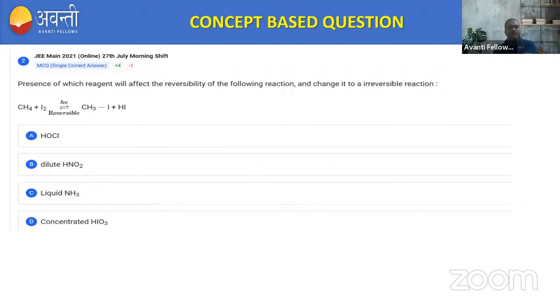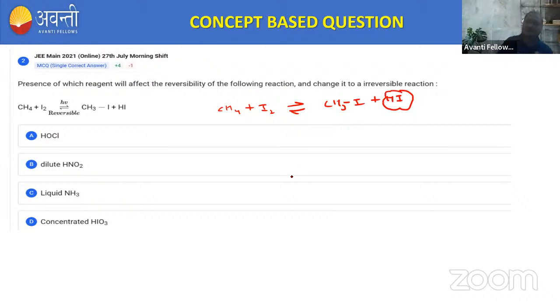Now move to the next question. The presence of which reagent will affect the reversibility of the following reaction and change it to an irreversible reaction? So the presence of which of the following reagents will affect the reversibility of the reaction? We all know this thing; this is a very simple question. Iodination is always reversible in nature. Why? Due to the formation of this HI. So due to the formation of this HI only, this reaction is reversible.